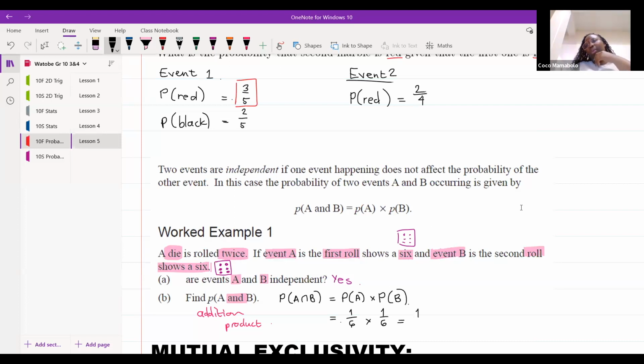No. Remember, we need to multiply. 1 times 1 is 1. 6 times 6? It's going to be 1 over 36. Beautifully done. 1 over 36. And that is the answer I was looking for.